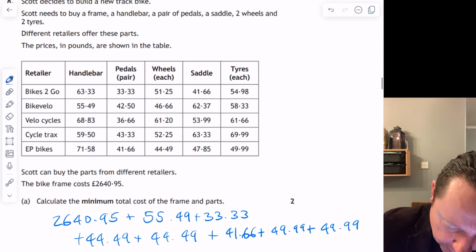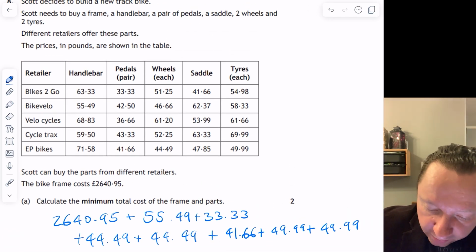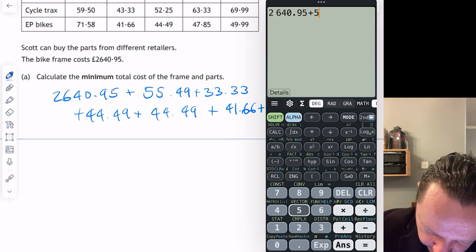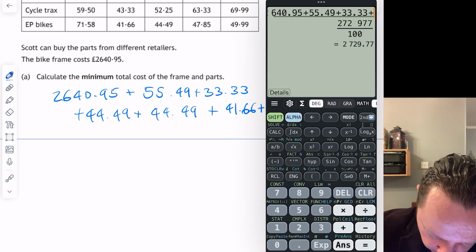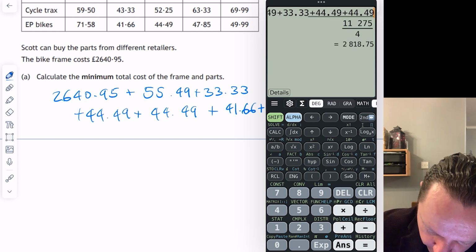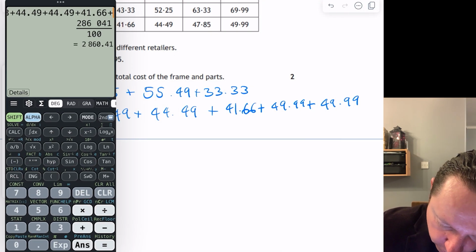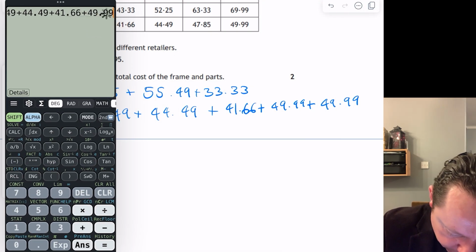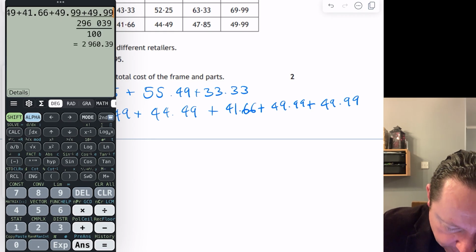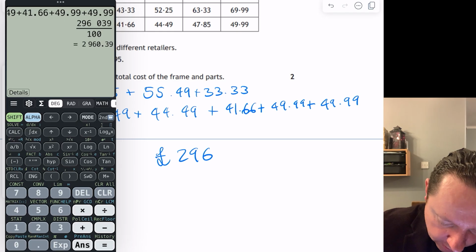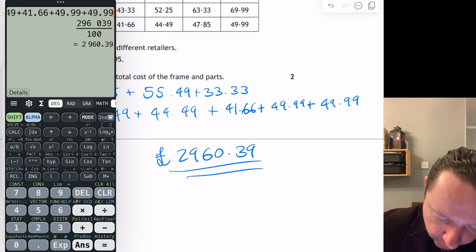So just being careful that when I add up all these numbers in my calculator, I just don't mistype anything. 2640.95 plus £55.49 plus £33.33 plus 44.49, another 44.49 plus 41.66 plus 49.99 plus another £49.99. We get 2960.39. So the minimum cost is 2960.39. And we're done there.